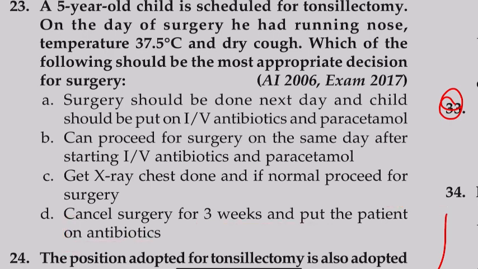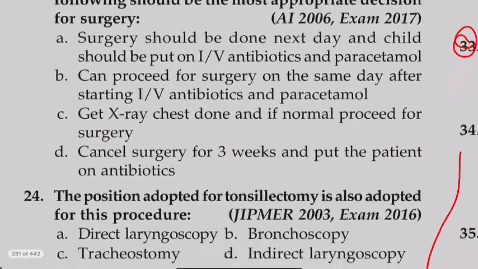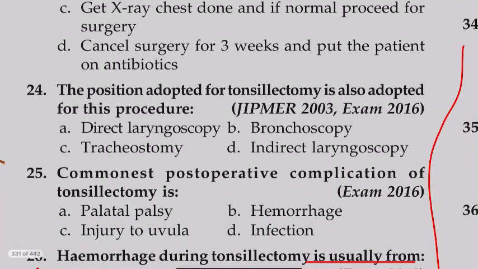Tonsillectomy is an elective surgery done under GA. Intubation during upper respiratory tract infection carries a high risk of laryngospasm and lung complications. So what we do, we just cancel surgery for 3 weeks and provide antibiotic to patient. Position adapted for tonsillectomy is also adapted for what procedure? It is also done in tracheostomy, that is Rose position. In tracheostomy and in tonsillectomy, the same position is used, that is Rose position.